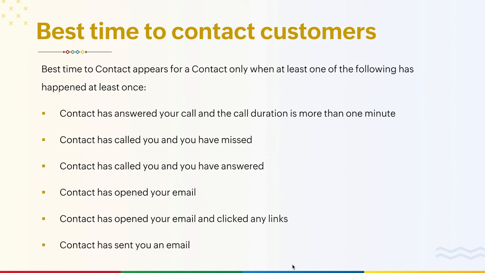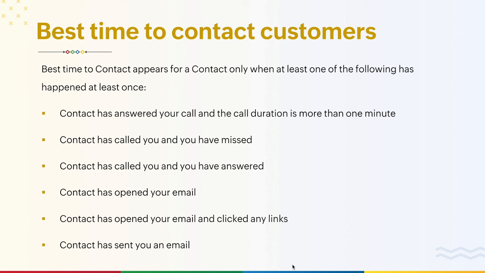Best time to contact appears for a contact only when at least one of the following has happened. Contact has answered your call and the call duration is more than 1 minute. Contact has called you and you have missed. Contact has called you and you have answered. Contact has opened your email. Contact has opened your email and clicked any links. Contact has sent you an email.